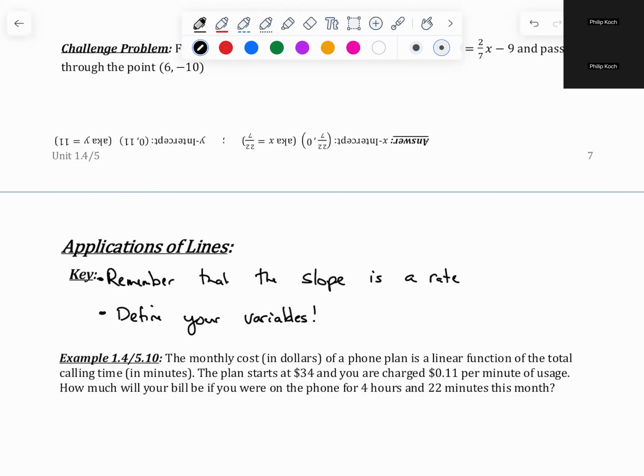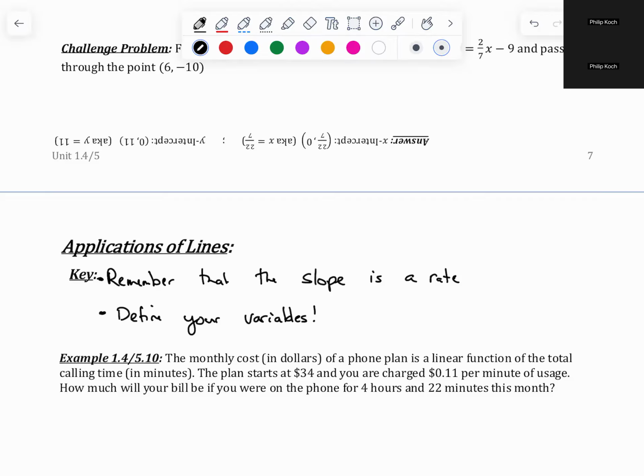And then the other thing is to define your variables. If you do not define your variables, you're not doing a good job at presenting your mathematical argument. That being said, if you finish off and you mention the units there, that's fine. I'll give an example on the next one.